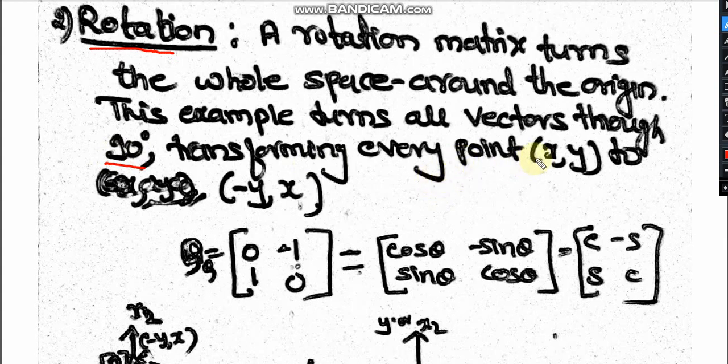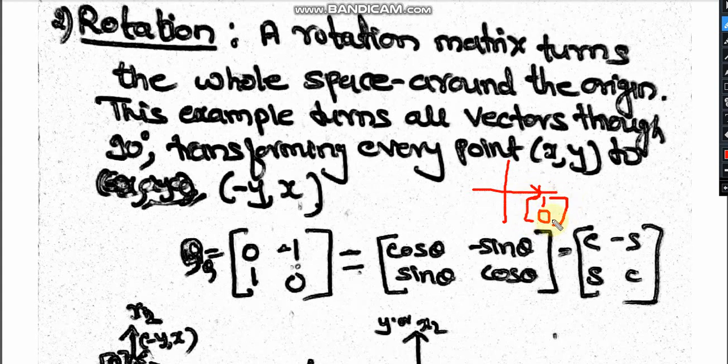So before rotation, that is before transformation, the vector is represented by x, y. So let us see what will be the transformation values. Let me take an x and y coordinate. Let me take one vector, which is lying on the x axis. So what will be the coordinates? 1 and 0. So this will be your vector.